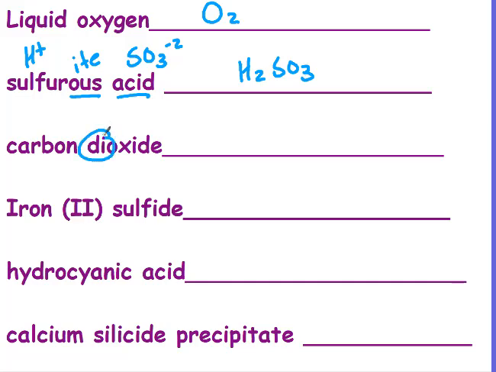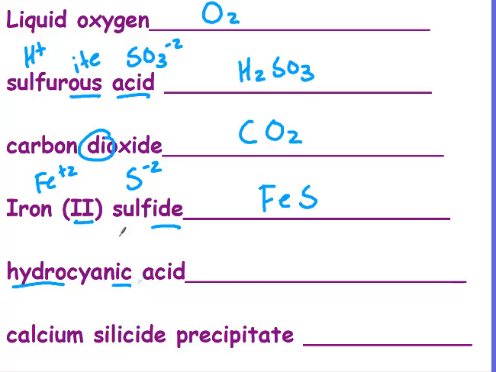Carbon dioxide, we have a prefix, so that's 1 carbon because there's not a prefix in front of carbon, and then 2 oxygens: CO2. Iron is Fe, and it says that it has a +2 charge in this case. Sulfide is an element, so it's sulfur with a -2 charge. So those cancel out, giving us FeS.